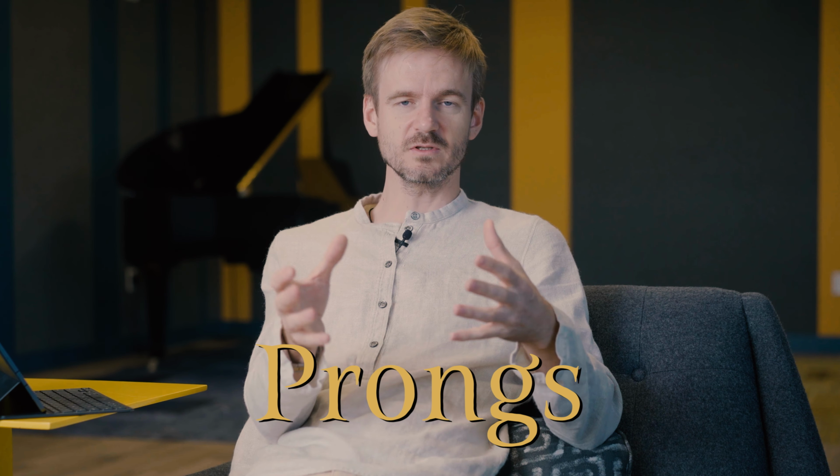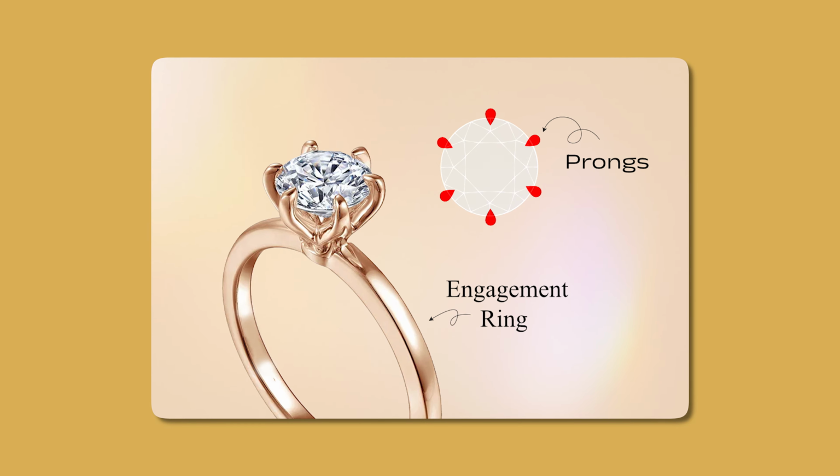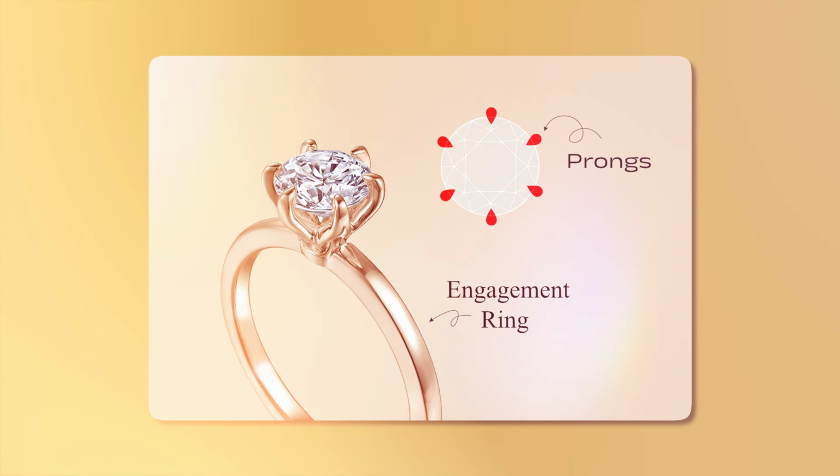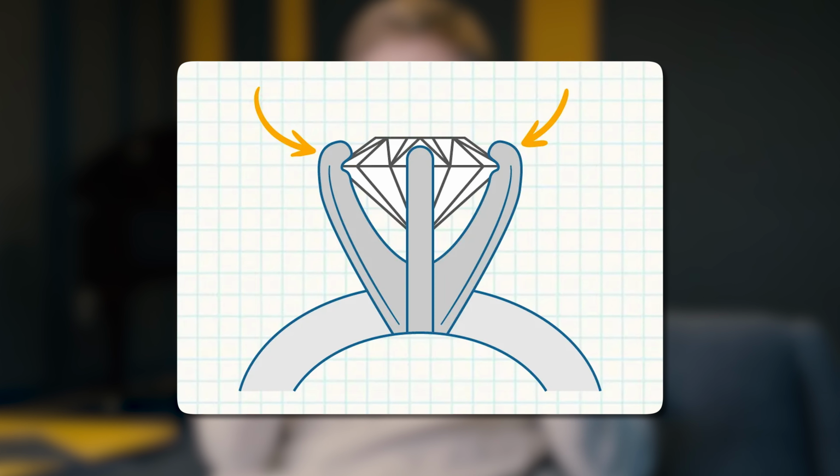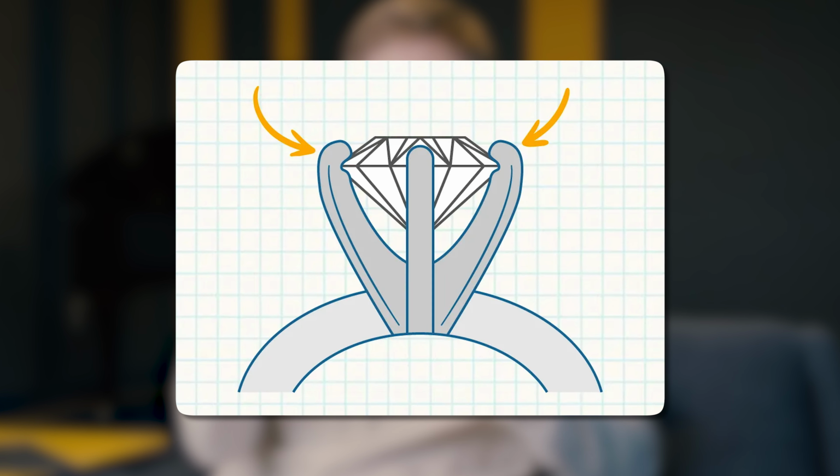So let's talk about it step by step. First of all, let's talk about the prongs. Prongs are going to hold your center stone in place, and the side stones probably too. There are a few other options for holding your stone, but the prong setting is the most common one out there. Prongs themselves are little pieces of metal that hold your center stone in place.